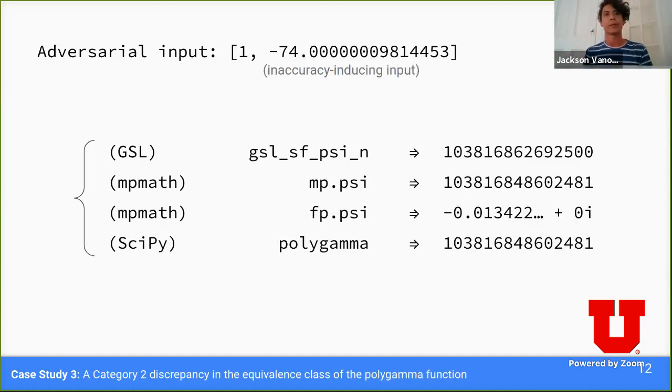And then the last one I want to talk about here is an inaccuracy-inducing input that caused the discrepancy in the equivalence class of the polygamma function. This is a category 2 discrepancy, and here we see that this input, which was generated by S3FP, maximized the error between those first 2 function synonyms, the GSL and the MPMath one, and we can see that in the outputs there. But what was more interesting was that when we applied this input to the rest of the equivalence class, we observed further that there was a discrepancy between MPMath's 2 implementations, one of which returned a complex number. So this single discrepancy resulted in 2 reports.